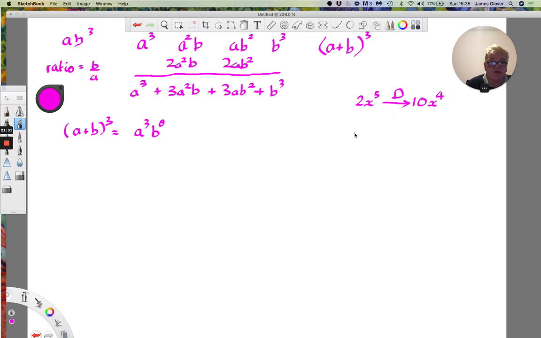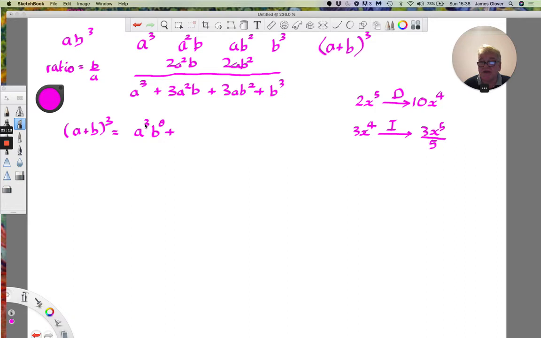And integration, let's suppose we have 3x to the power of 4, and we want to integrate it. It's the reverse process. So we increase the power by 1, so 3x to the power of 5, and then divide by the new power. These are two very simple algebraic processes. Right, now I'm going to apply that here, where we differentiate the a cubed with respect to a, and we integrate b to the power of 0 with respect to b.